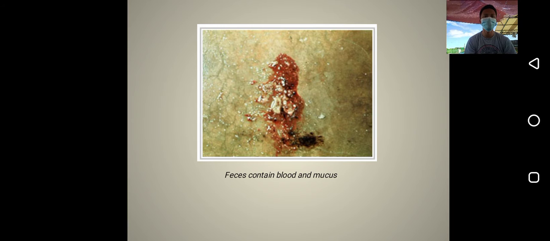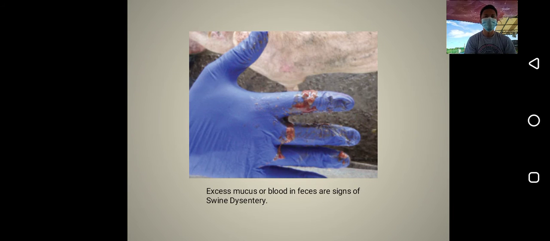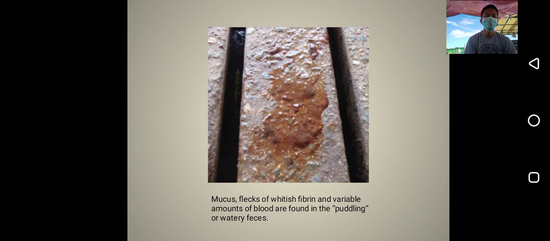These are the pictures of feces containing blood and mucus. This is mucodiarrhea. Excess mucus or blood in feces are signs of swine dysentery. Mucus, flecks of whitish fibrin, and variable amounts of blood are found in the puddling or watery feces.